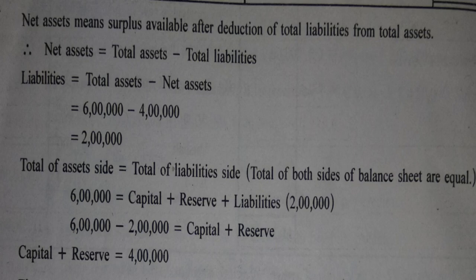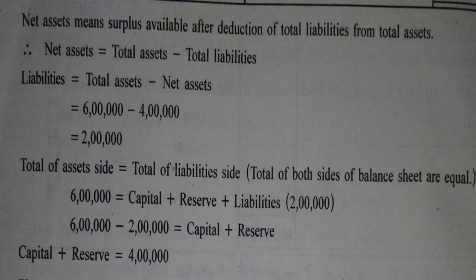I repeat, the total of both the sides of balance sheet is always identical. It is same. So if the total of asset side is 6 lakh, then obviously the total of liabilities side is also going to be 6 lakh. And from those 6 lakh, 2 lakh is for liabilities. So remaining is for capital and reserve.